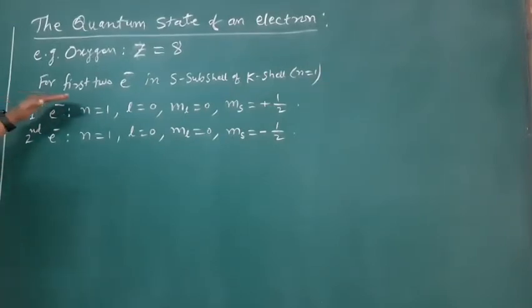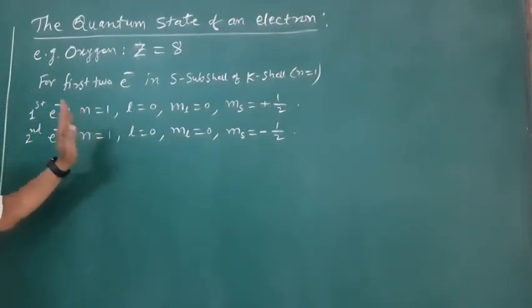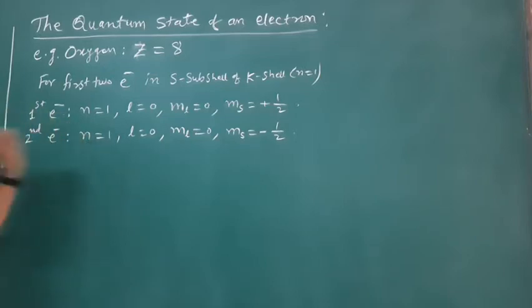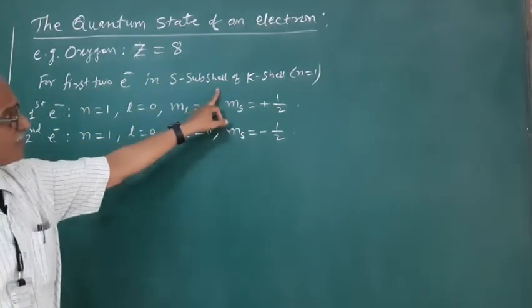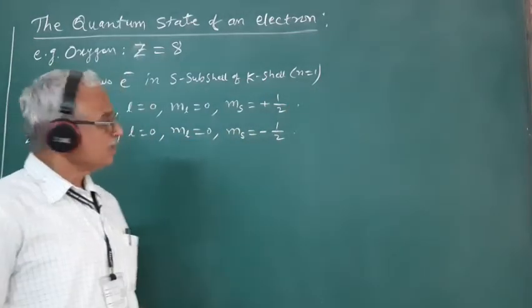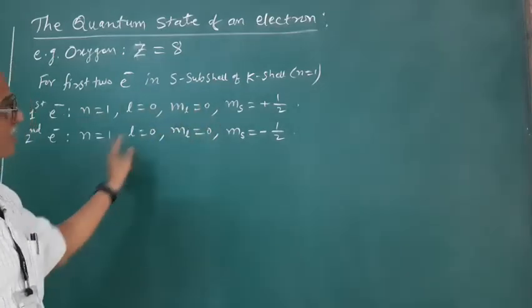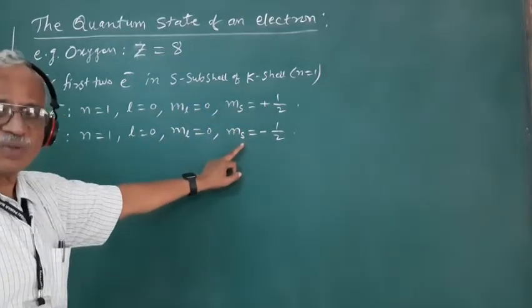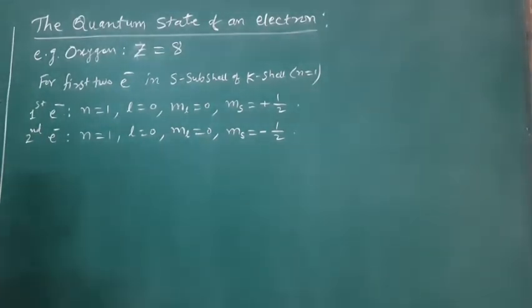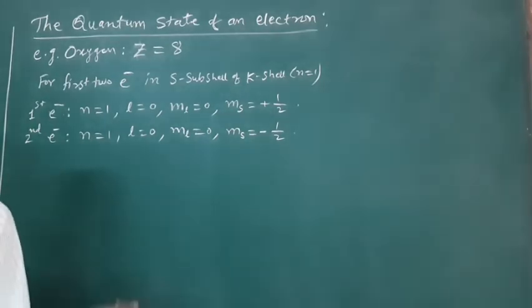So these two sets of quantum numbers are found to be different from one another for the two electrons in the s subshell of the K shell. Though the values of n, l, ml are the same for both the electrons, the values of ms are different. So we can say that these are non-identical sets of quantum numbers.